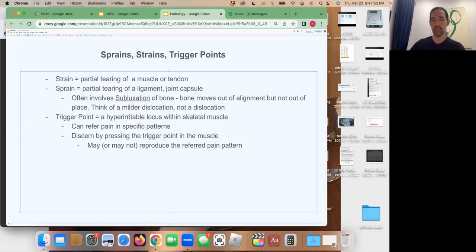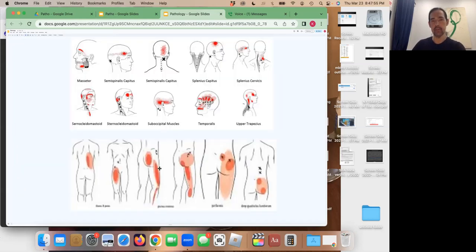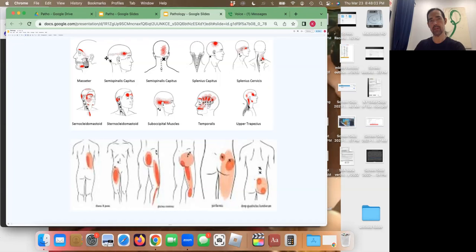Trigger points can refer pain into other places. So here are some trigger points in various muscles. Trigger points are denoted by the X. This is from the work of Dr. Janet Travell. You can see, for example, with the splenius capitis muscle, that even though the trigger point is right here around C2, below the occiput area, the place where it refers pain is the vertex of the head. And then this is one of my favorites, the sternocleidomastoid muscle.